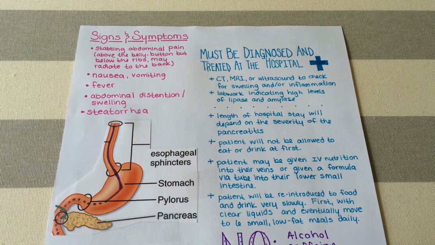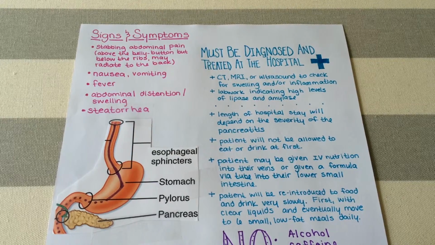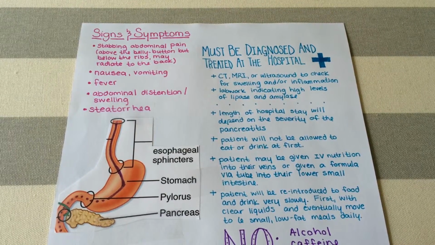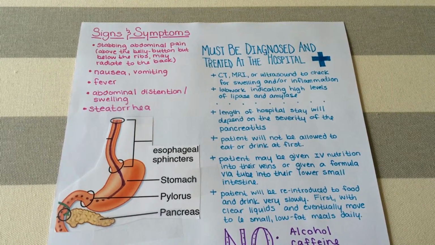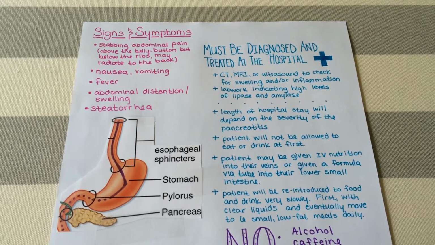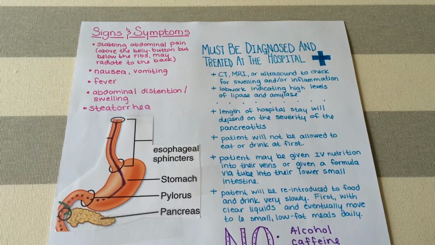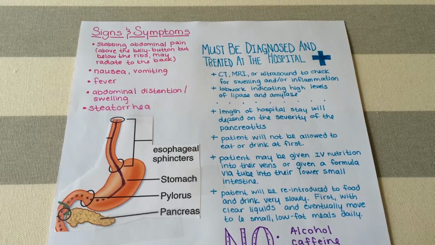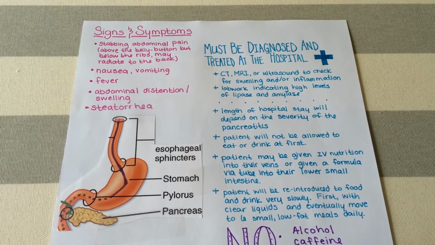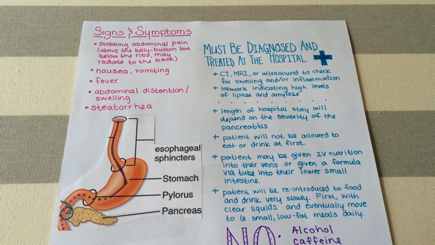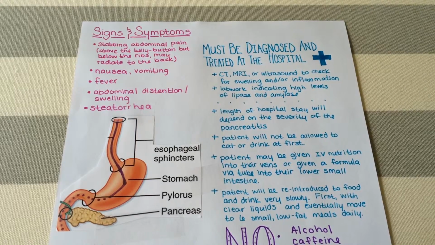The signs and symptoms of pancreatitis might include a stabbing abdominal pain. It's going to be located above the belly button but below the ribs. The pain may radiate to the back. Nausea and vomiting, fever, abdominal distension and swelling, and steatorrhea.